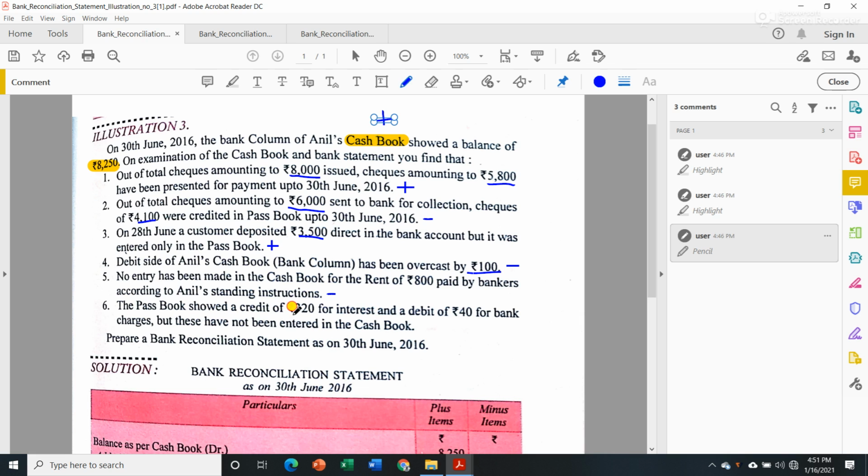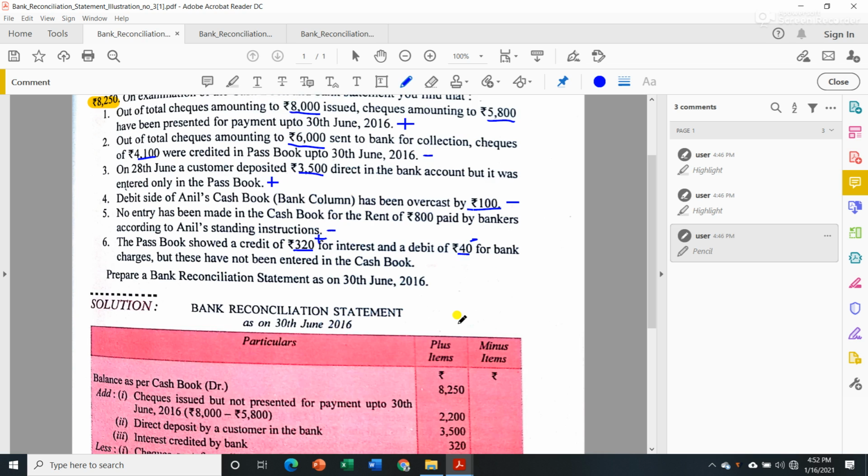Okay, now the last point is saying that the passbook showed a credit of 320 for interest. Means passbook is showing that we received 320 as interest, and 40 was deducted as bank charges. Now this was not recorded in the cash book. So interest we received according to passbook, that means we have to add this in our cash book. Okay, then again 40 was deducted from our bank account, that means passbook was deducted, so in cash book also we have to deduct it. Now let us see.